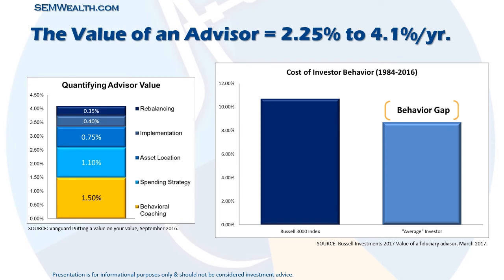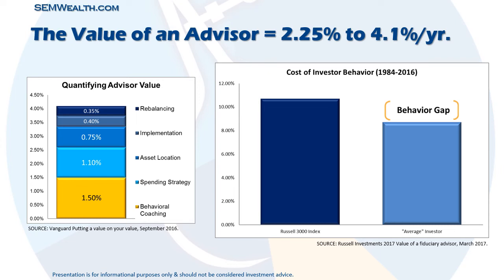One of the things that we like to point out is Vanguard themselves, the company that preaches buy and hold and low fees, looked at their own investors on their platform, and they found, after paying fees, those with advisory relationships tended to have 2.3 to 4.1% higher returns, again, after paying fees, than those who didn't have an advisor. They broke down where those advisors added value, and the biggest areas were behavioral coaching, spending strategy, and then asset location.